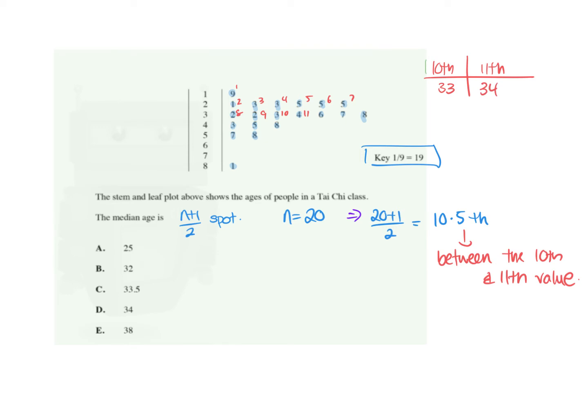So what's the middle of those numbers? What's in between? Yes, 33.5. So we know the median was 33.5. That's how you do it when it's an even number.